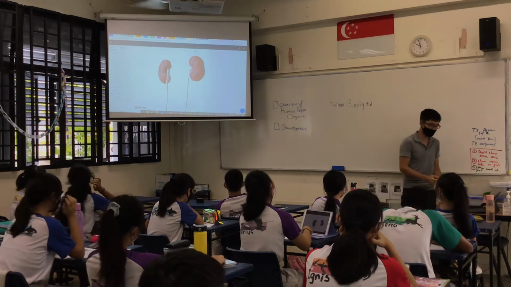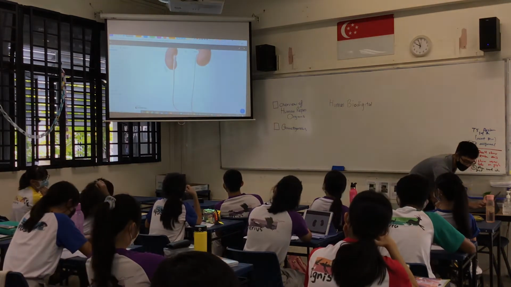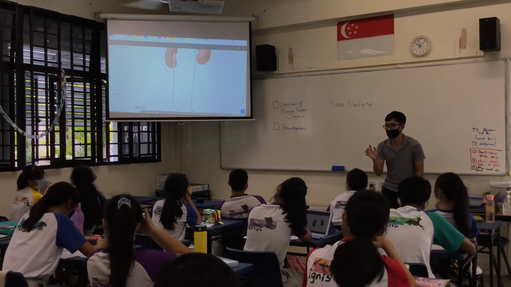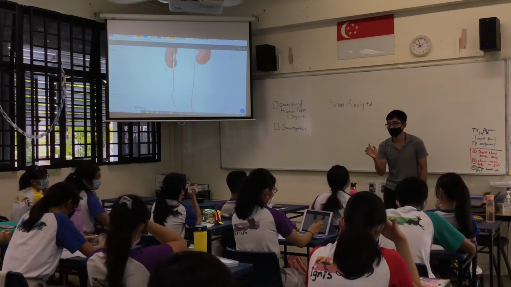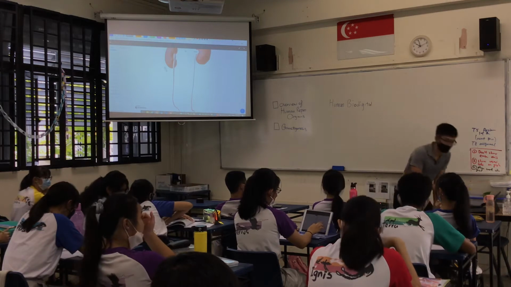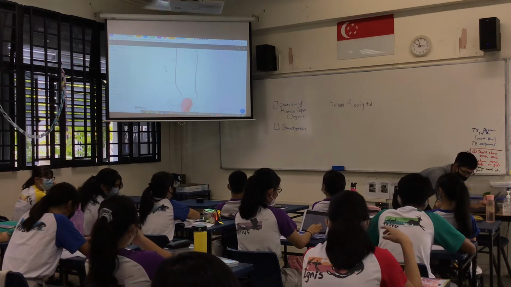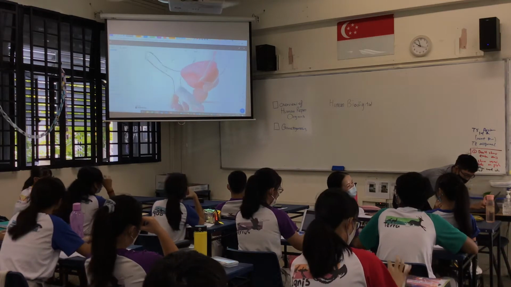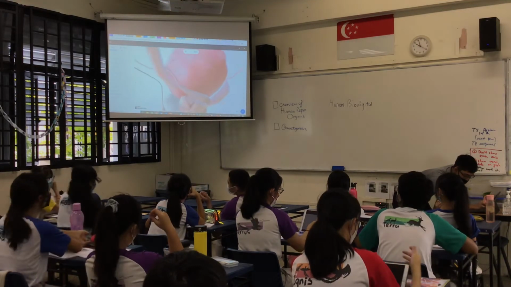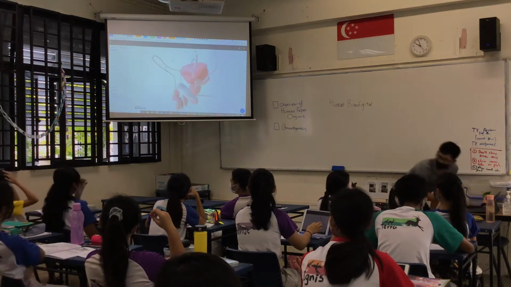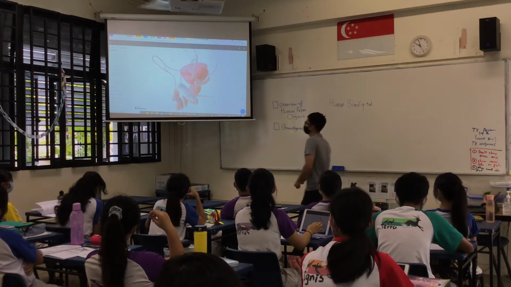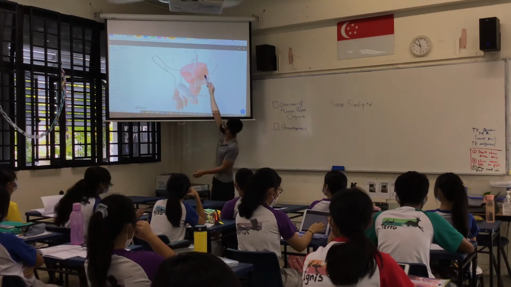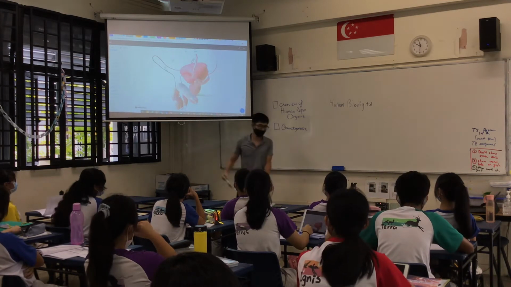Let's find out these parts first. The kidneys are connected to two ureters. Where should the ureters connect to? The bladder, right? That's where urine is stored. So let's see if that's true. Yes, it's connected to the bladder at the side. What does the bladder look like? Okay, so you see the ureters connected to the bladder.